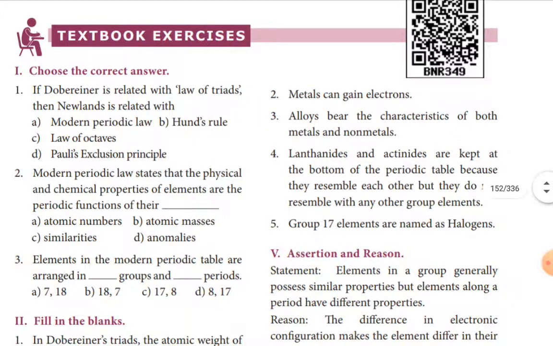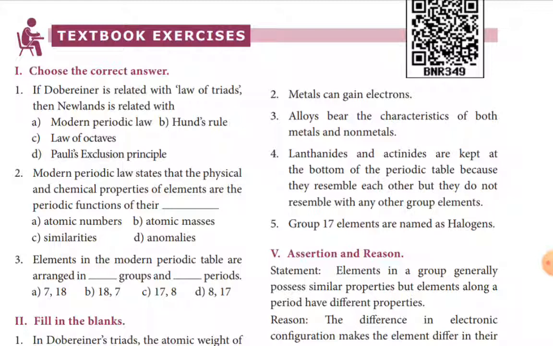Now, the textbook evaluation, choose the best answer. If Dobereiner is related with the law of triads, then Newlands is related with the law of octaves. Modern periodic law states that physical and chemical properties of the elements are periodic functions of atomic number. Modern periodic table, atomic number. Mendeleev's periodic table, atomic mass.